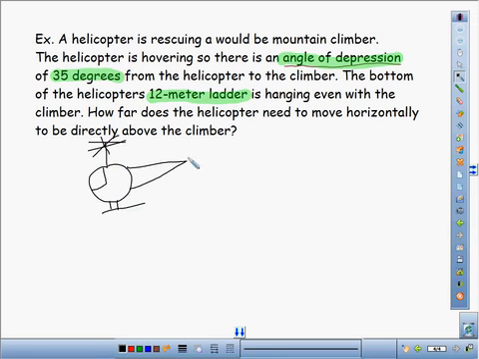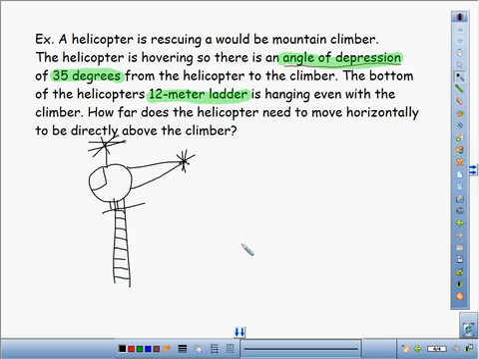I need a little thing back here. There we go. Okay, that looks like a helicopter, right? Alright, so we have our helicopter, and the helicopter has a ladder. And it hangs straight down, one of those nice chain rope-like ladders. Alright, so we've got a ladder hanging out of our helicopter.